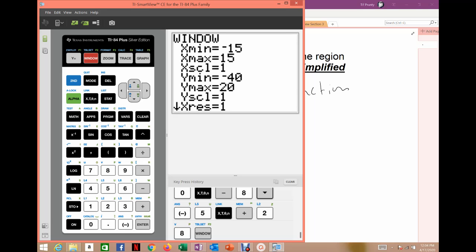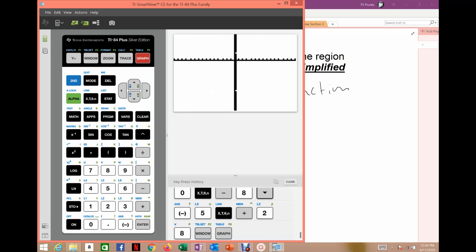I left my x minimum negative 15, my x max 15, my y minimum negative 40. In order to get this window, I had to play around with it a little bit, zoom in, zoom out, and play around with the numbers, but it should give me a fairly decent picture where I can see the area and the 2 points where we're intersecting. So I'm going to hit graph. There it is, and I want to find those 2 points.